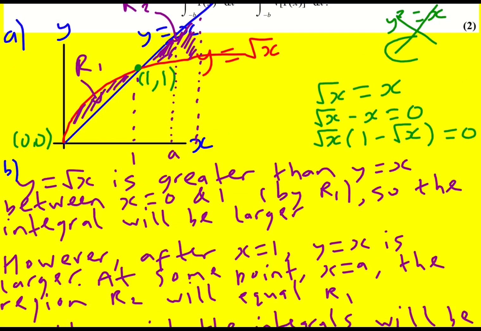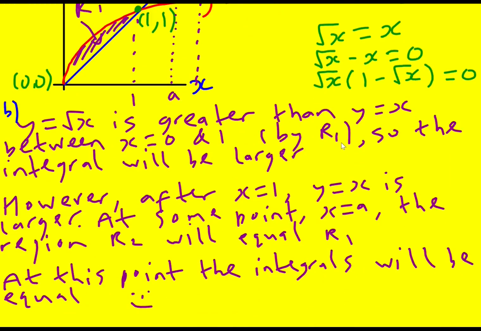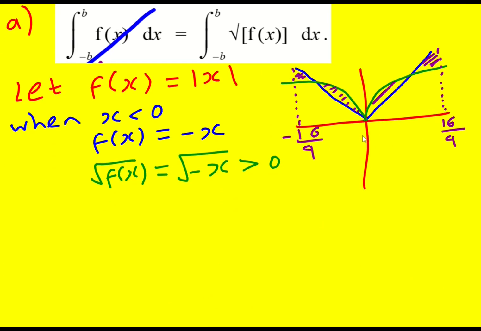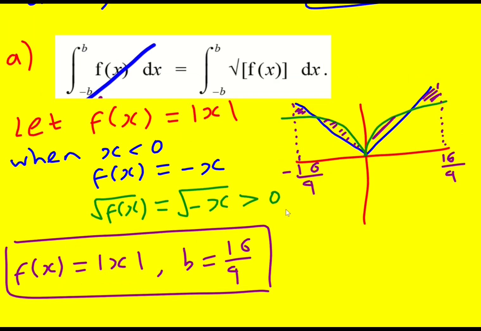And that's it really. So what did the question say? Find a non-constant function and a constant b. Oh, so we're done. F of x is the modulus of x, and b is 16 over 9. This is, I feel like, the most natural way of doing this question, using what we have from before.